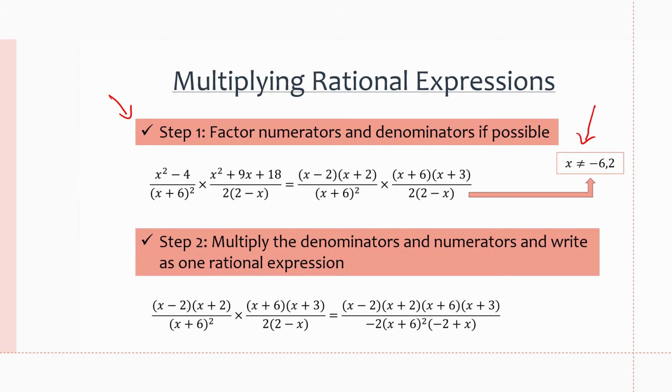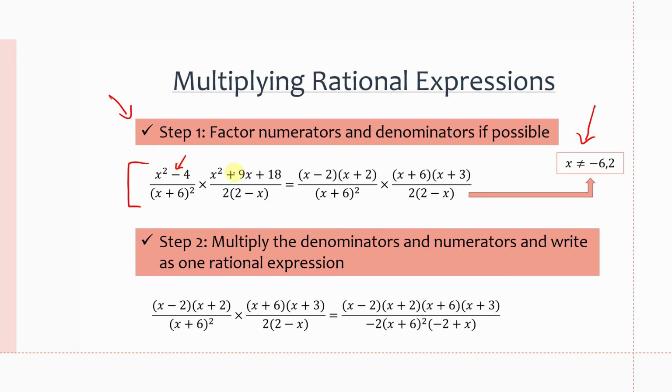Okay, so step 2, we want to use... let me actually explain the example that we have here. We have x squared minus 4 all over x plus 6 squared, times x squared plus 9x plus 18 all over 2 times 2 minus x. What we're doing in the first step is just factoring this, then this, then this, and then this. We just want to factor all the numerators and all the denominators.